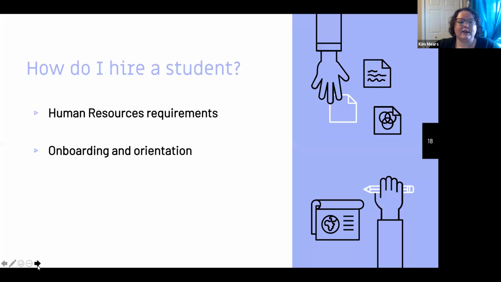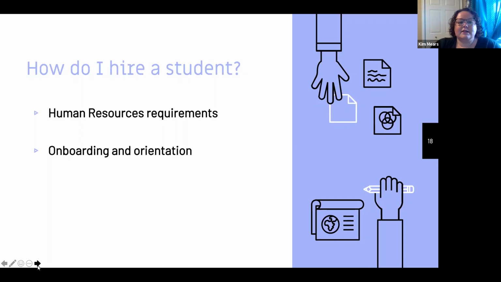So let's talk about how I actually hire a student. I want you to be aware of some of the things that human resources may require of you. For example, at my institution, the amount of pay varies by the level of work. So if you are hiring an undergraduate student, but they're doing graduate level work, you still have to give them a graduate level rate. It does not matter the actual status of the student. It matters the level of the work you're asking them to complete.